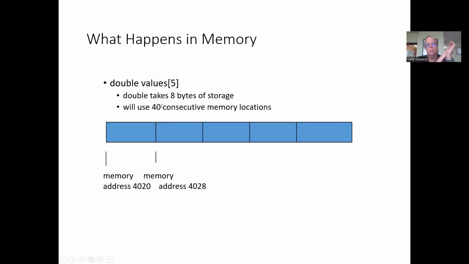So what happens in memory is typically the environment will set aside contiguous memory. And so if we declared an array of type double with 5 values in it, each one would take 8 bytes of storage. So we would set aside 40 consecutive memory locations, and say it starts at address 4020. For the first value in the array, we would skip ahead to 4028 for the next value in the array.